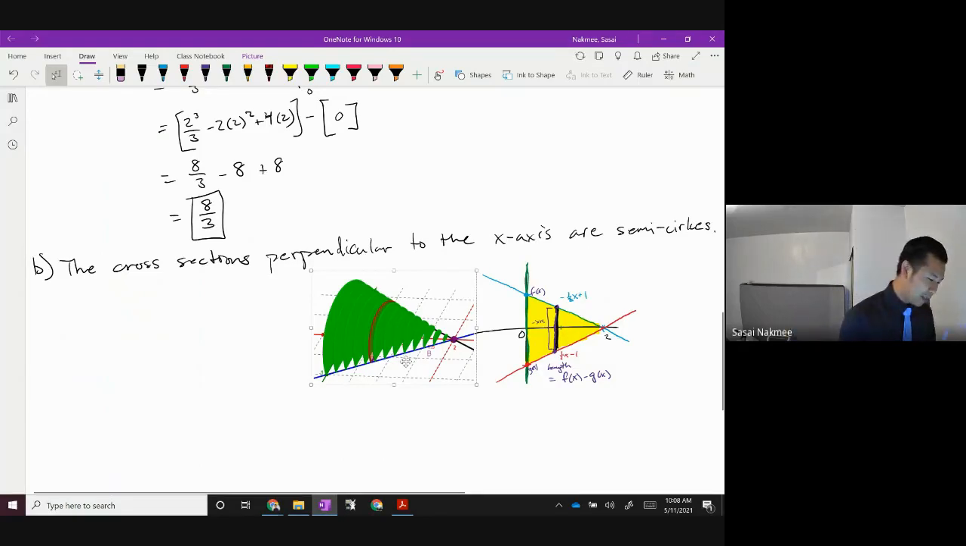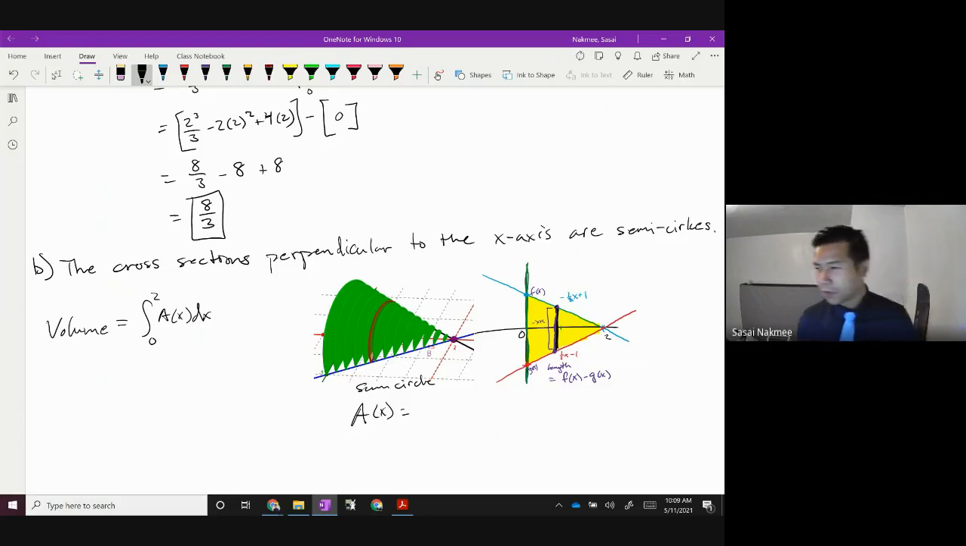So, again, to calculate the volume of this, right? The volume is just going to be equal to the integral from 0 to 2 of the area function, right? But the area this time is not equal to the side squares, right? Since this is a semicircle, what's the area of a semicircle? Does anybody know? We wrote it down earlier. Area of a semicircle. Well, area of a circle is pi r squared. Semicircle is half of this, which is just going to be what?